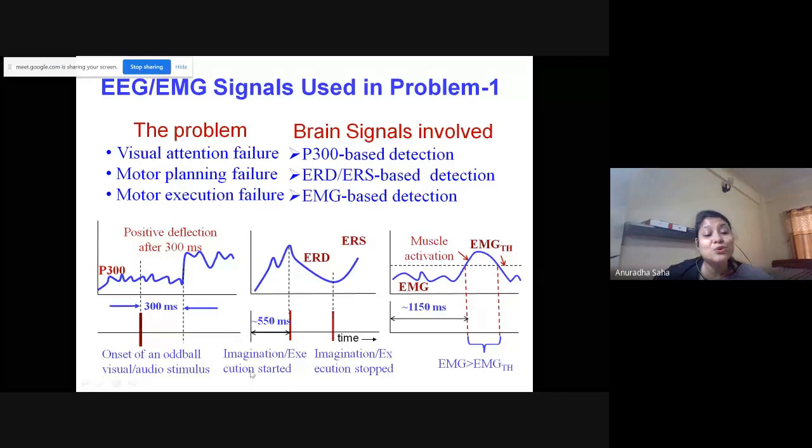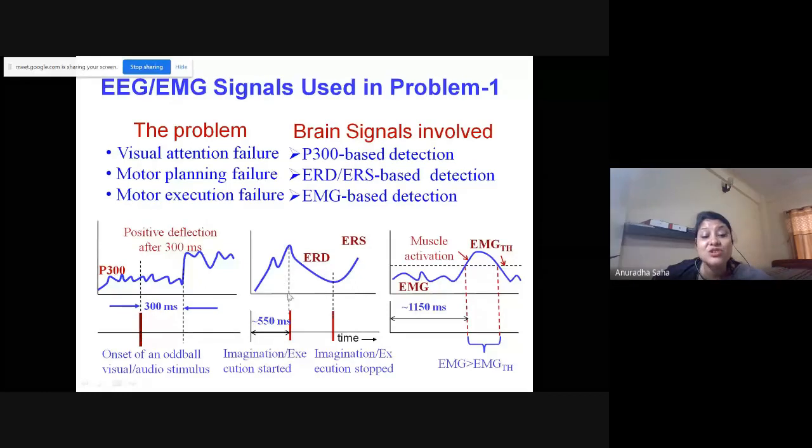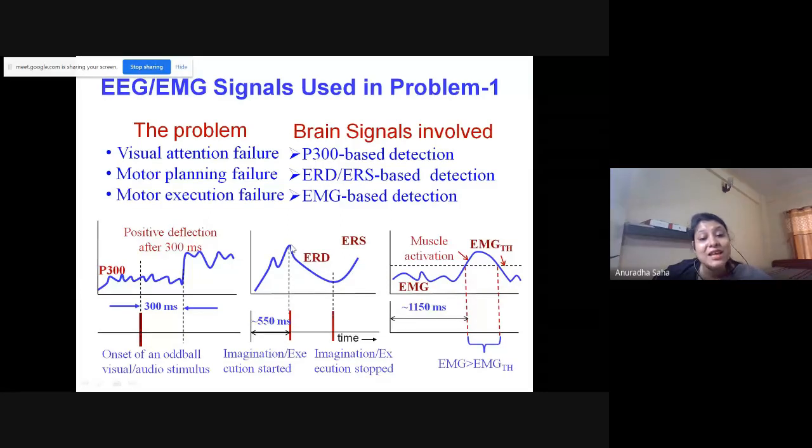If the imagination or the execution is going to be started, and if the driver is attentive enough to plan this particular motor intention, the correct motor intention, or even the wrong motor intention, because that is going to be classified in the motor execution phase, if he is attentive now and can start his planning or his motor intention, then at around 550 milliseconds, whenever this imagination or planning phase or correct execution phase is going to be started, there is a fall off.